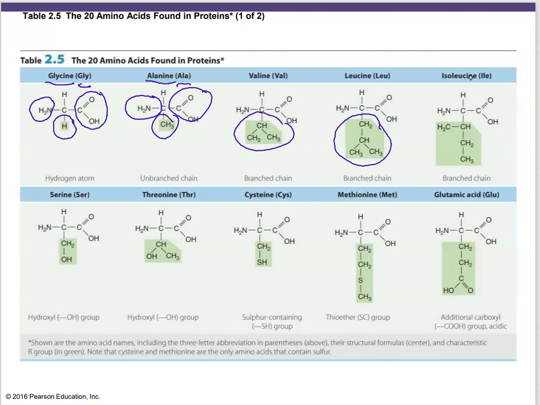As I said, you don't have to memorize these chemical formulas, but you should know that each amino acid has an amino group and an acid group. Each one has a full name, a 3-letter and a 1-letter abbreviation.